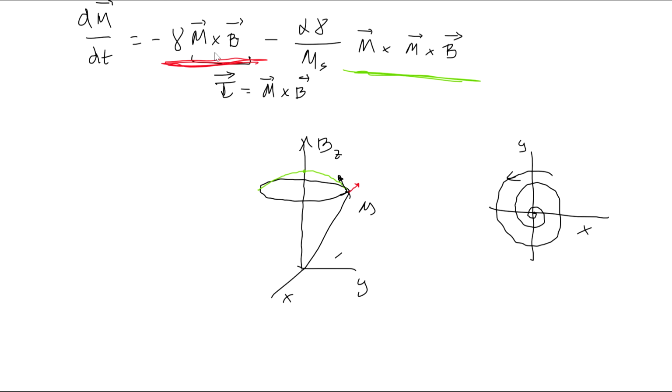Torque from the first term causes it to precess. Torque from the damping causes it to spiral towards the magnetic field direction. Alpha is a dimensionless constant, so it can be like 0.1 or 0.01 or 1. It's sometimes called the Landau-Lifshitz damping parameter or Gilbert damping. Okay, now let's move to the interesting part.